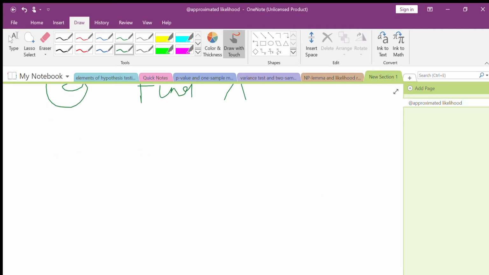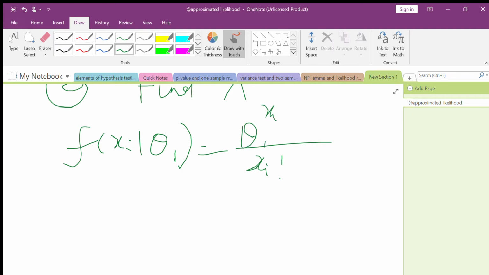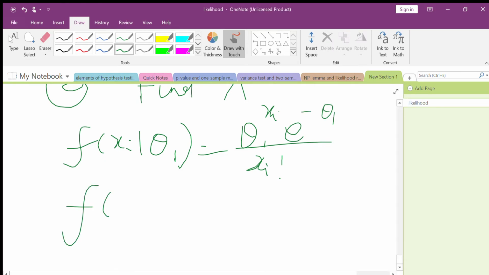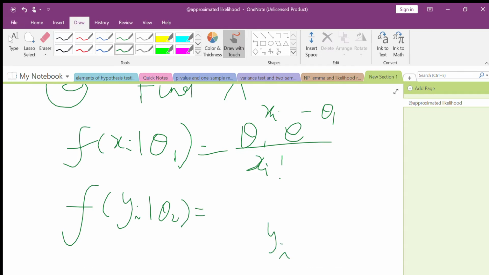So capital lambda. Let's review the PDF of the Poisson distribution. The PDF of x given theta 1 is theta 1 raised to the power xi, over xi factorial, times exponential raised to the power negative theta 1. And the PDF of y given theta 2 is theta 2 raised to the power yi over yi factorial, times exponential raised to the power negative theta 2.